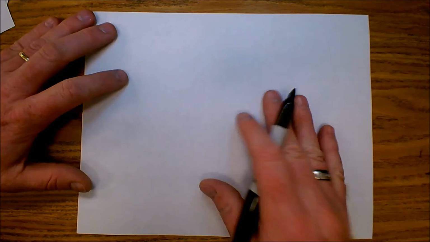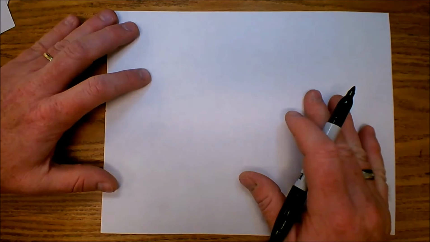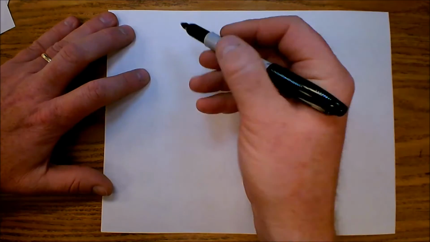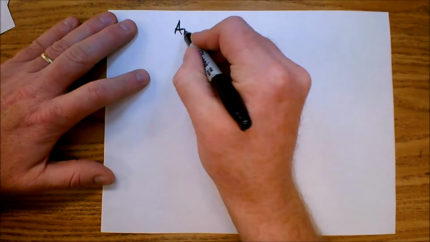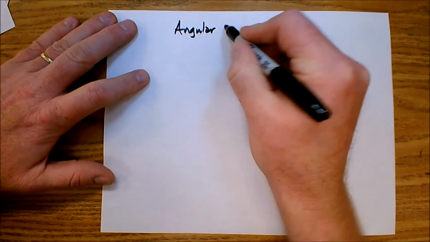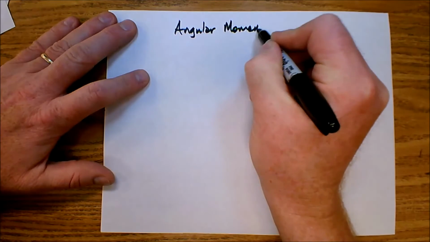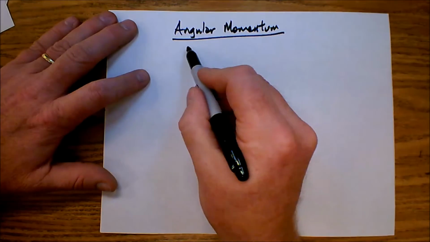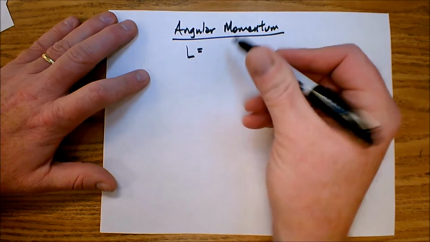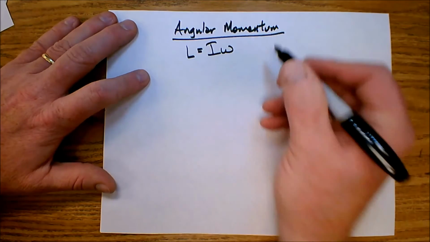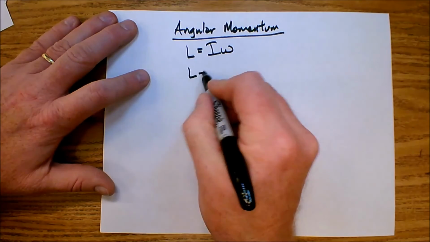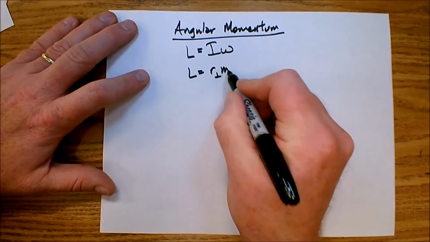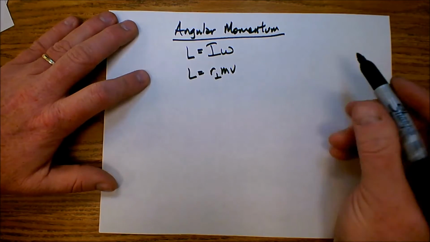Another way to approach satellite problems is the conservation of angular momentum. And let's just do a quick reminder. There are two ways to find angular momentum. The symbol we use is L for angular momentum. There is I omega for a rotating object, or r perpendicular mv for a linear moving object.